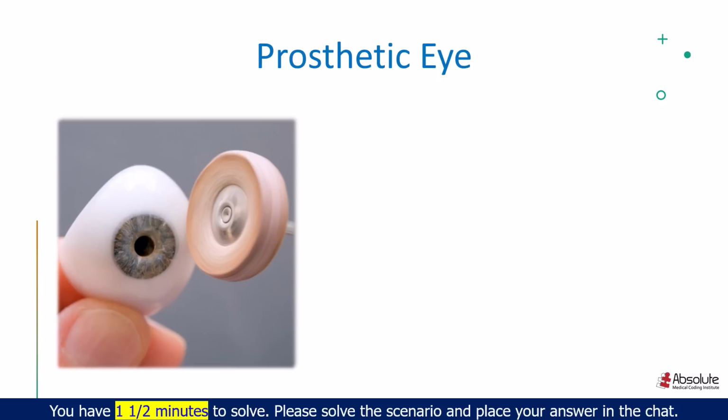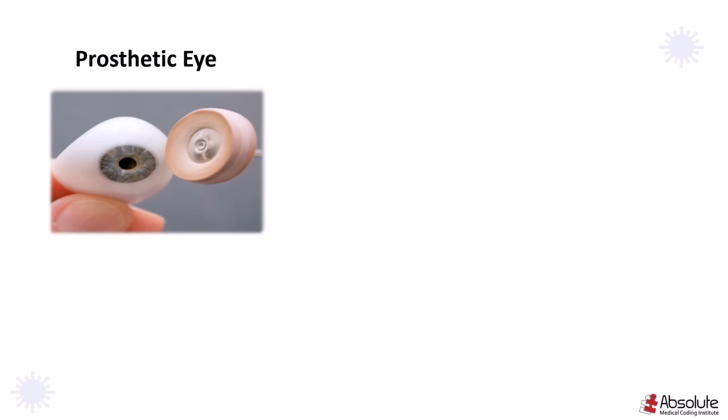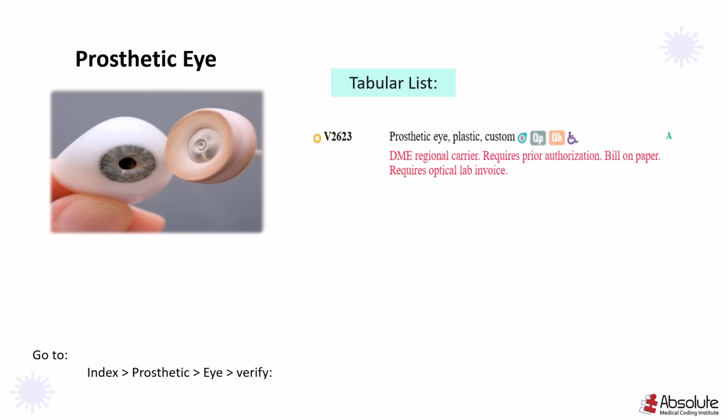Encoders, you didn't need that 1.5 minutes completely. And I can see your answers in the chat. Great coding. Our main term is going to be prosthetic. You're looking for a prosthetic eye. So your coding path should be prosthetic eye, which gives you code V2623. So go ahead to the tabular list and verify it. It's coding for a prosthetic eye, plastic, custom, and that is your correct code. Good job.